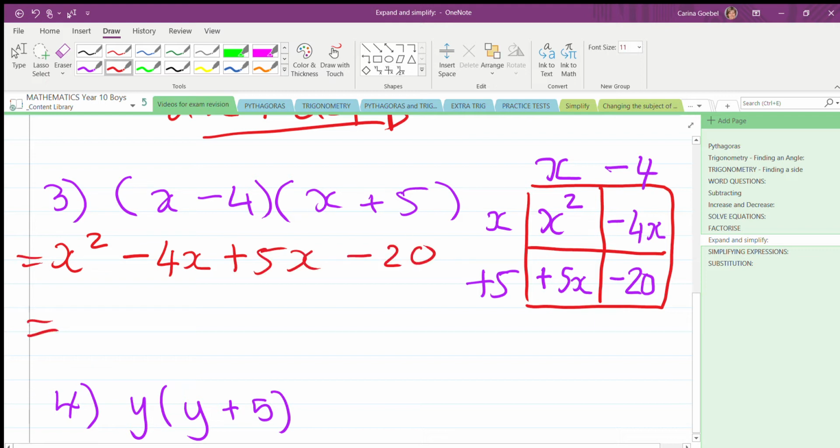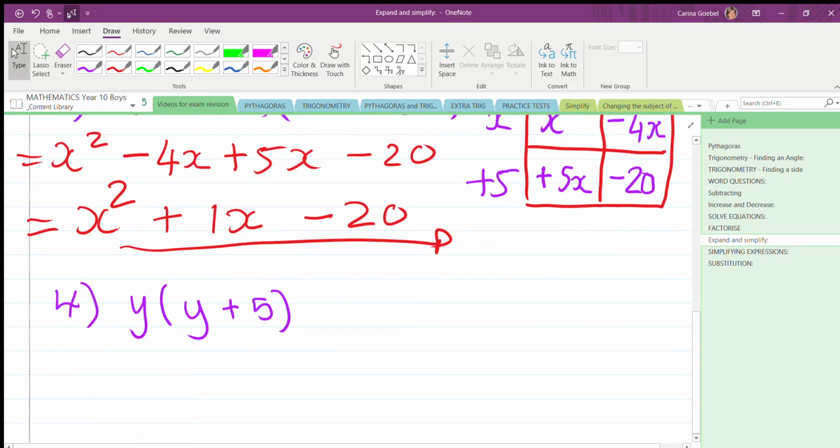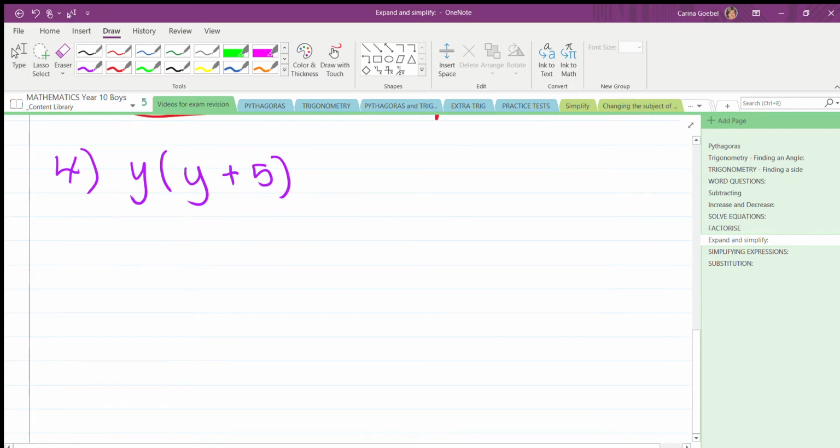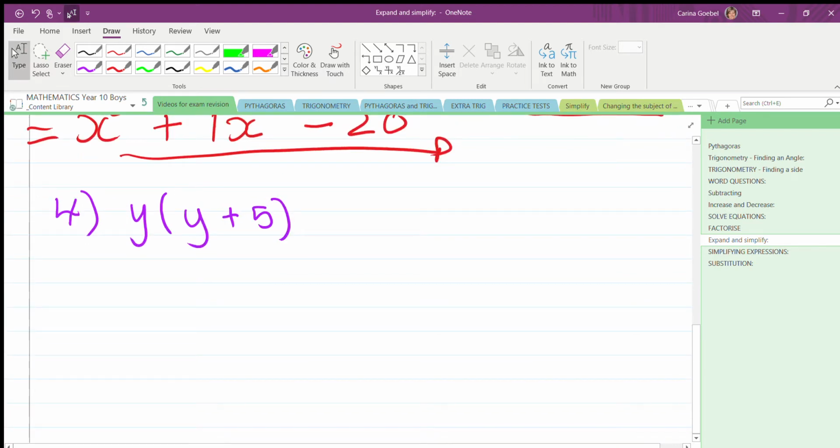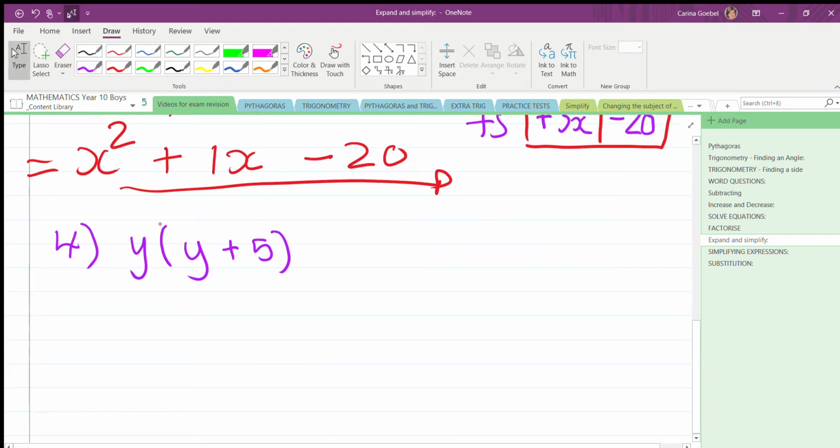Right, then you're left to group your like terms. So minus 4 plus 5 is plus 1x, minus 20. The last one in here, I'm not going to use a multiplication grid here as I don't have a double bracket like I do in the previous one. So I'm just simply going to go y times y gives me y squared, and y times 5 gives me plus 5y. Thank you.